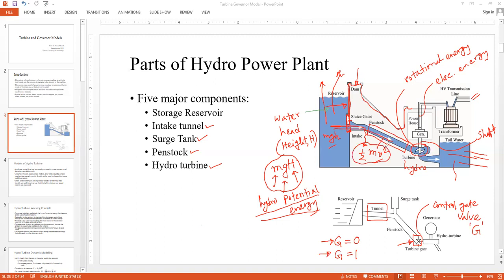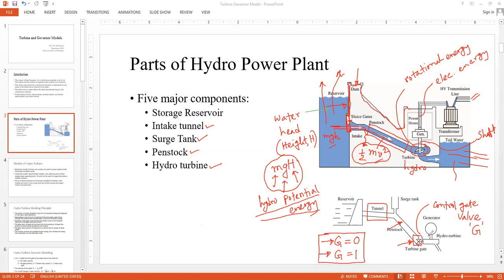The velocity would become 0 at the penstock water element, and then you are not going to get any motion available in the water. So of course, there is no question of any energy getting converted from kinetic energy to the rotational energy, and of course to the electrical energy. So thus you are actually implementing a control with the help of the positioning of the gate valve over here. Very critical position.